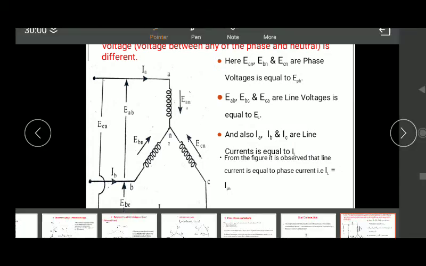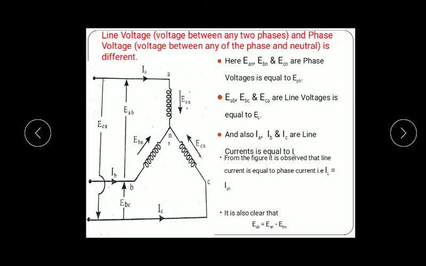So from the figure it is observed that the line current is flowing through the phase current. So this is the line, this is my phase. So the line current is flowing to the phase current. Therefore, IL is equal to I phase in star connection always. This is my line, this is my phase. So whatever line current has to flow, it has to flow through the phase. Whatever line current IB has to flow through the line, it has to flow through the phase EBN. Whatever line current IC has to flow, it has to flow through the phase ECN. Therefore, the line current is equal to phase current.